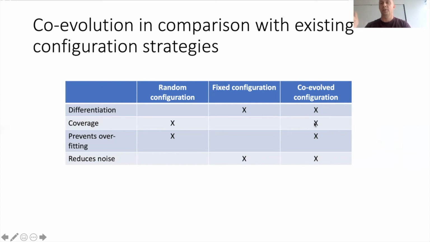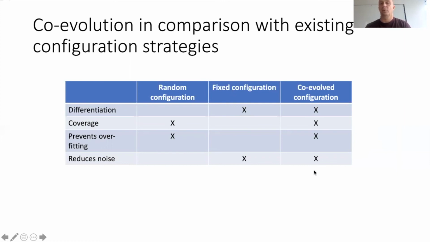We have coverage because even though we only have one configuration per generation, if there is another configuration somewhere, the evolutionary process can move the robots around as it wants over generations. It prevents overfitting. So if a robot is close to a wall and starts to exploit some position, then of course the co-evolutionary process will find a new configuration that's different. So basically it prevents this overfitting.